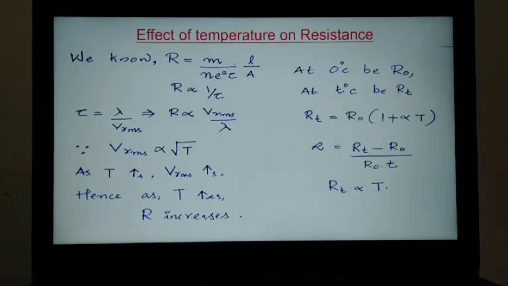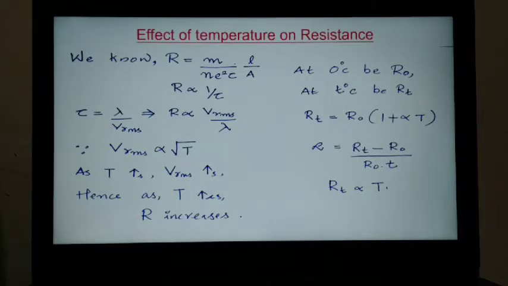That means R is inversely proportional to tau. What is tau? Tau is the relaxation time. What is relaxation time? Relaxation time is the time interval between two successive collisions of an electron with the positive sites. Actually, the collisions with the positive sites are the actual hindrance to the movement of charges through a conductor. So R is proportional to 1 by tau.